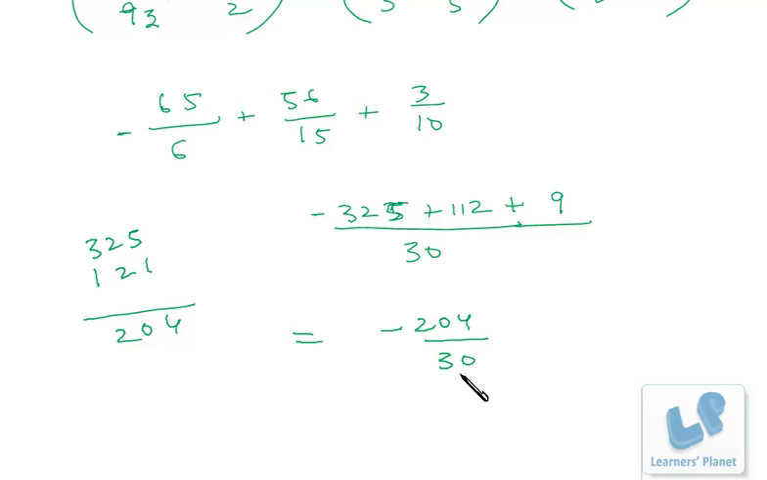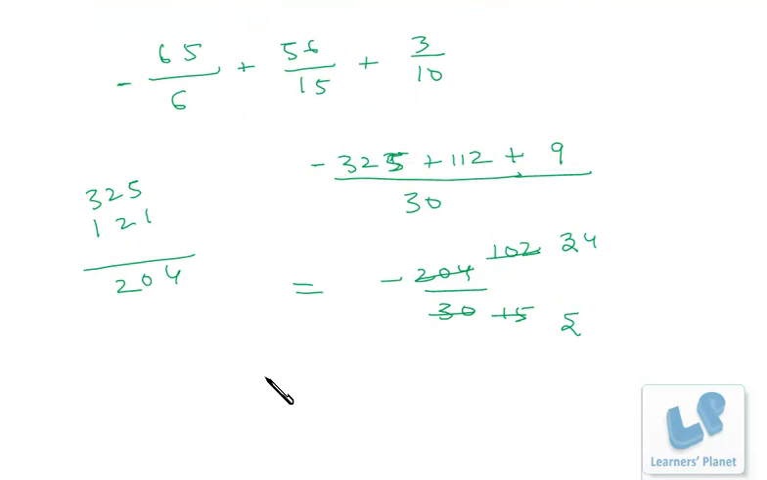Now between 204 and 30, we can see 6 is a common factor, or you can see both of them are even numbers. So we can divide them by 2. So it's 102 and this is 15. Further, this is a multiple of 3 and this is also a multiple of 3. So divide this by 3. So 3 3s are 9, 1 and 3 4s are 12, and it's 5. So finally it is minus 34 by 5. Okay.